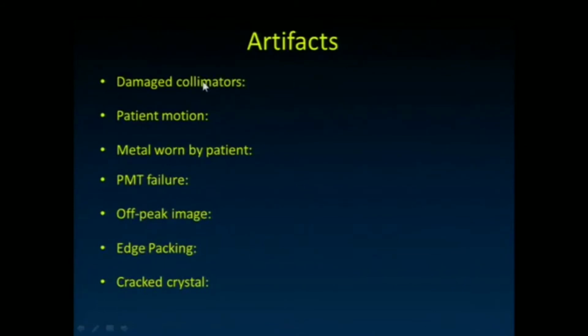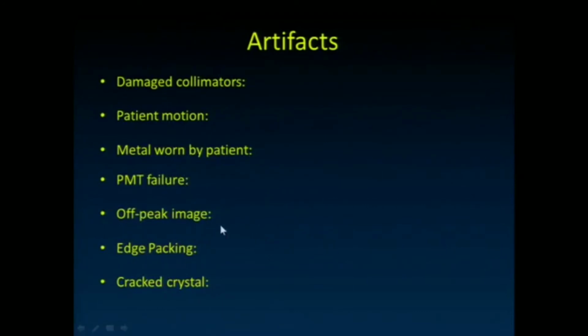Damaged collimators, because you typically fold over the septa in the lead, end up looking like cold spots on the image. Patient motion, I think most of you have seen an example where it looks like the patient has two heads because they've changed the direction they were looking halfway through the scan. Metal worn by the patient attenuates the gamma rays escaping. I've got an example there. Photomultiplier tube failures look like a cold spot.